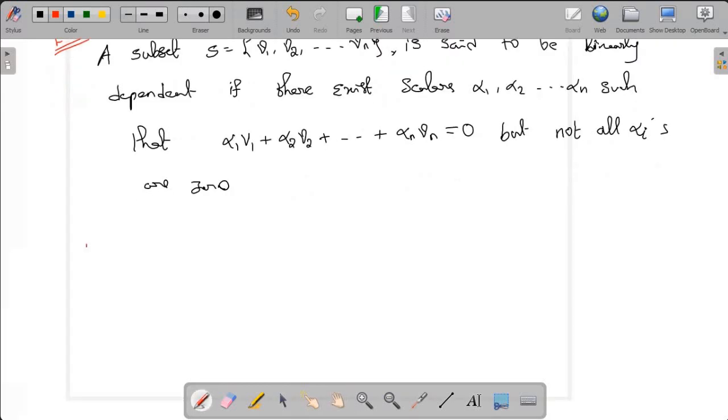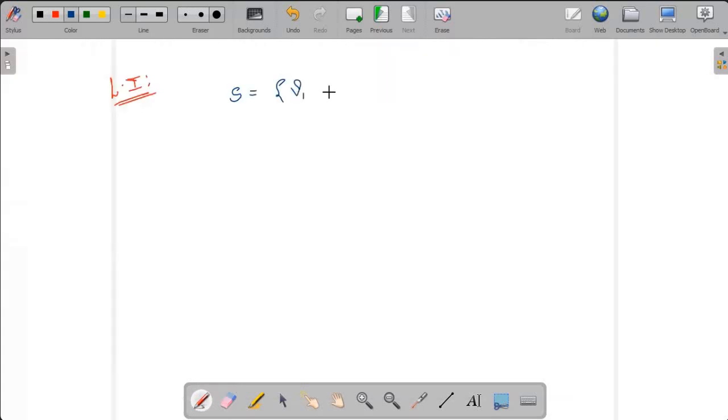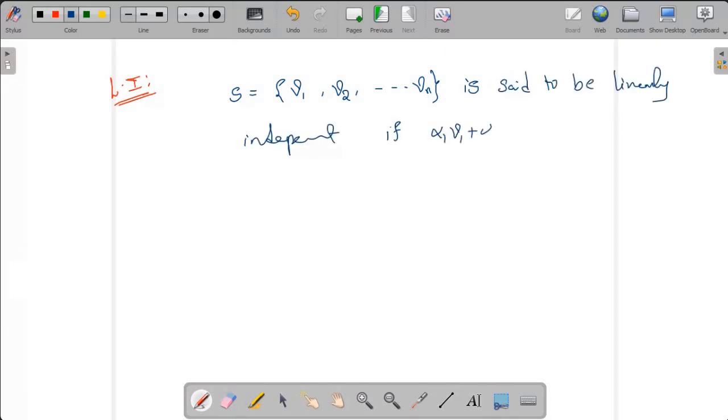Now let me write the definition for a linearly independent set. Let me simply write, if you take S equal to V1, V2, and so on Vn, this is said to be linearly independent if alpha 1 into V1 plus alpha 2 into V2 plus and so on plus alpha n into Vn, if this is equal to 0, then alpha 1 equal to alpha 2 equal to and so on, equal to alpha n must be equal to 0. If it is linearly dependent, the linear combination is zero with not all alphas zero, so we get at least one non zero alpha. But in the independent case, if the linear combination is zero, then certainly all the scalars must be zero.